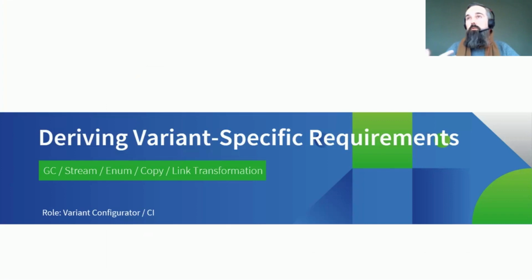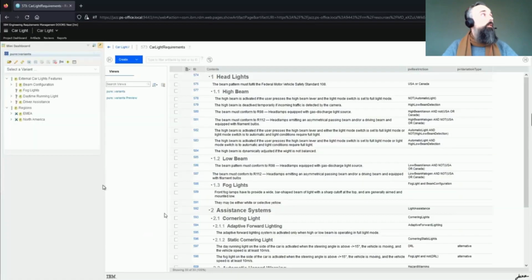And I want to here show you the most common transformation for the IBM ELM platform, which is the stream transformation. So your superset engineering assets, in this case, your superset of requirements, is located on DOORS Next side in a stream. You have baselined it to express that this is now a valid superset out of which you want to generate different product variants. Now you can tell Pure Variants to do exactly that, and let's do that.